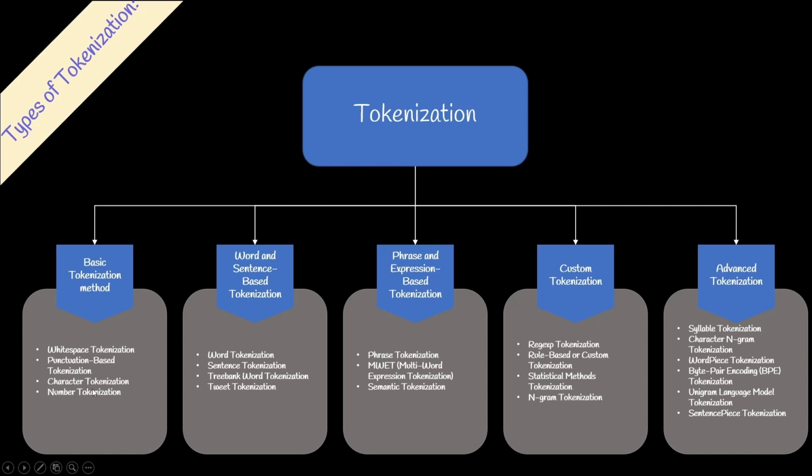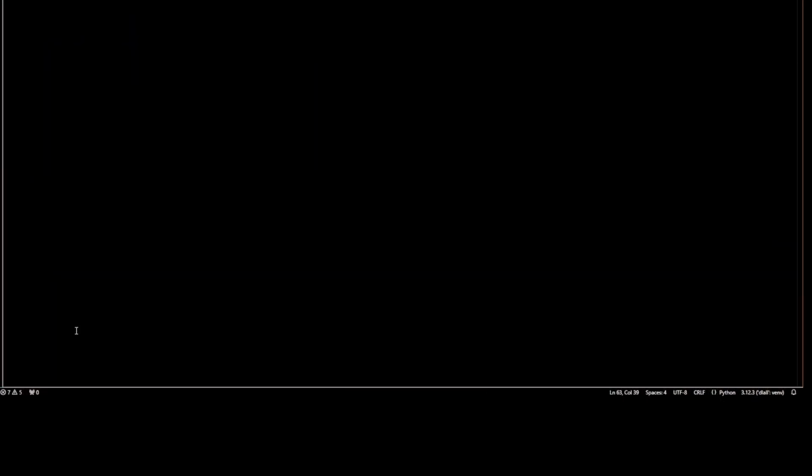The third is character tokenization. Now, it treats each individual character as a token. It's useful in some cases, like in languages which have a complex character system. The last one is number tokenization. In case of number tokenization, numbers in the text are treated as separate tokens. This is important when numbers hold special meaning or when you need to analyze numerical data separately from the text data. Now let's look at the practical implementation of all of these tokenization methods.